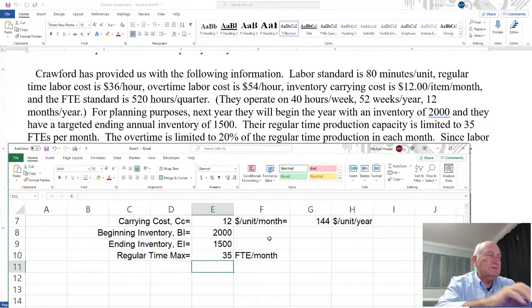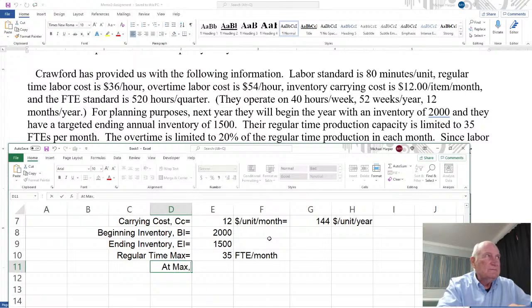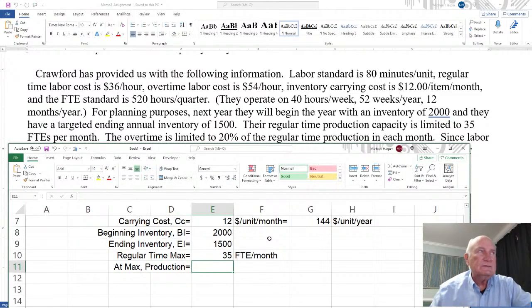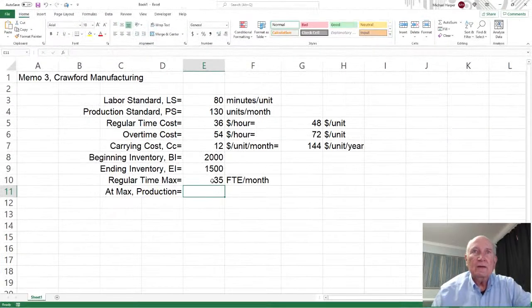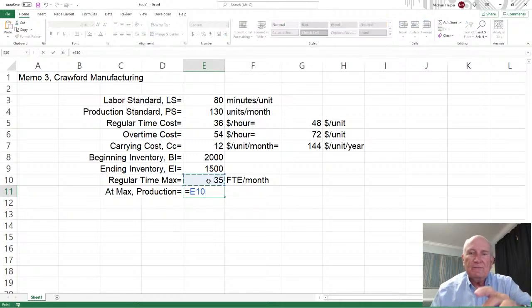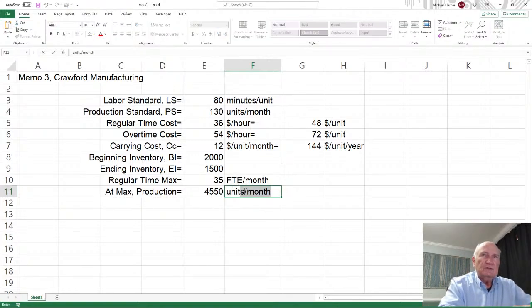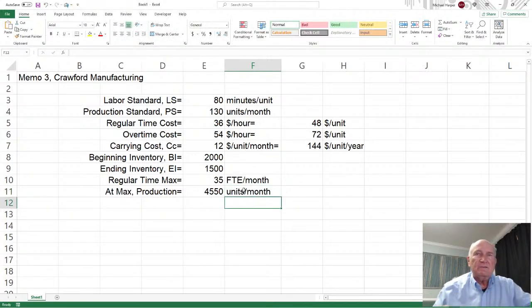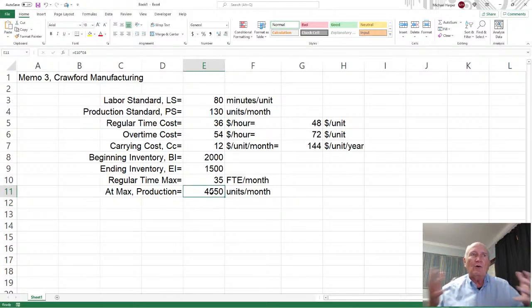But then we could also say at the max, the production equals, let's see, if it's 35 FTEs per month, then how much can you produce per month? Well, you have 130 units per month. So this will equal 35 times 130. So this is units per month. That's the maximum production. We can't go over that.